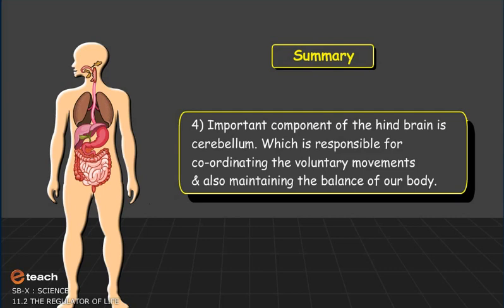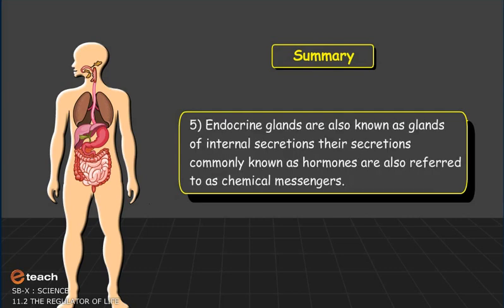An important component of the hindbrain is the cerebellum, which is responsible for coordinating the voluntary movements and also maintaining the balance of our body. Endocrine glands are also known as glands of internal secretions. Their secretions, commonly known as hormones, are also referred to as chemical messengers.